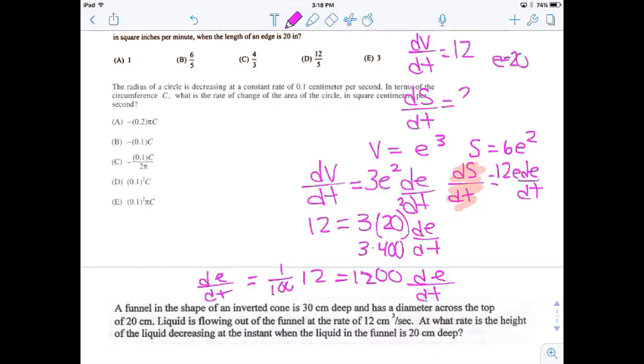dS dt equals 12 times 20 times 1 over 100. Notice it's a pretty easy number to divide by. So this is going to be 240 over 100, which is 2.4. Now, which one of those is this answer? That would be letter D, because that is 2 and then 2/5.